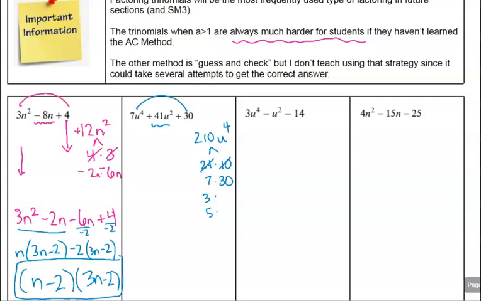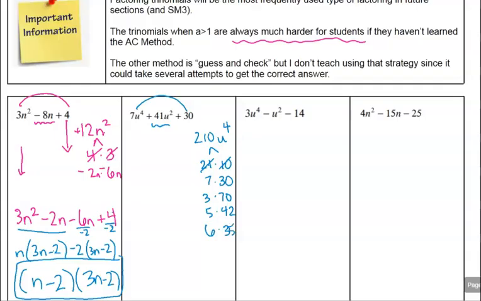210 divided by 3, I get 70. So we would have 73 or 67, too big. If we divide by 5, 210 divided by 5 gives us 42. So that's not going to work because that's 47 or 37. But I also know 6 divides 30. So let's try 6. So 210 divided by 6 gives us 35.